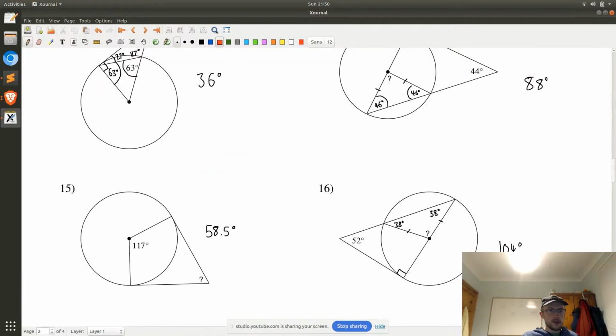So 36, 88, 58 point... That's not right. Okay, that's 104. Okay, so why is this not right? 58.5. Put that in the trash bin, which is over there. It is over there. Got to figure this out.